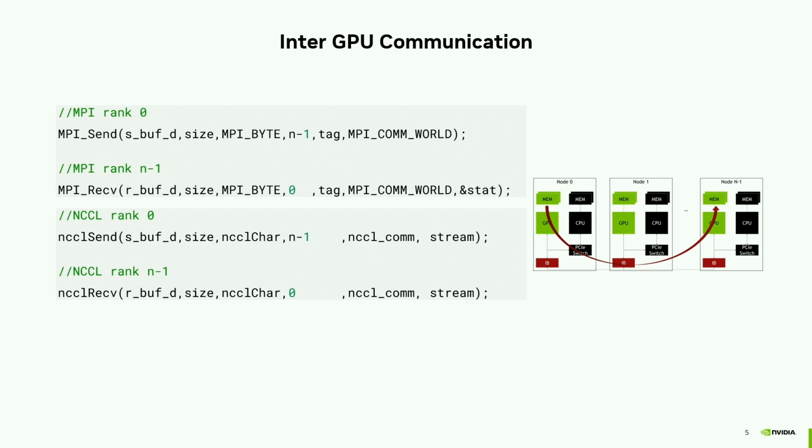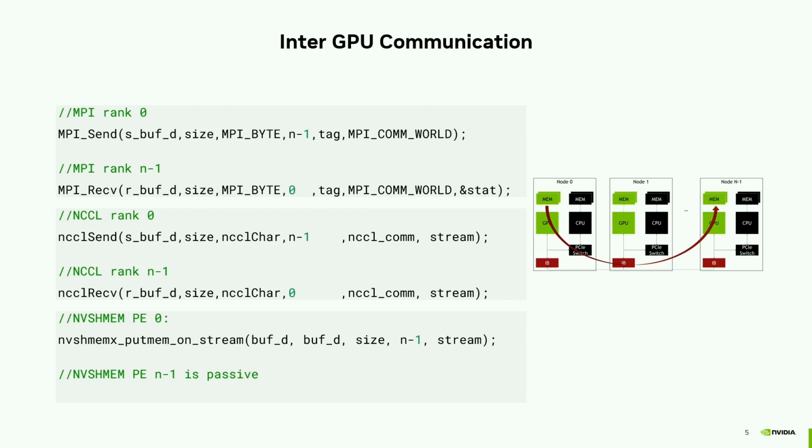And last but not least, NVSHMEM, which most know as NCCL's sibling. This is the host API. I will also go to the device API later. This also has a stream, so it's non-blocking with respect to the CPU. And you also see that there's only one part. It's a one-sided communication model. As I go into more detail later, this is enabled with a symmetric heap.